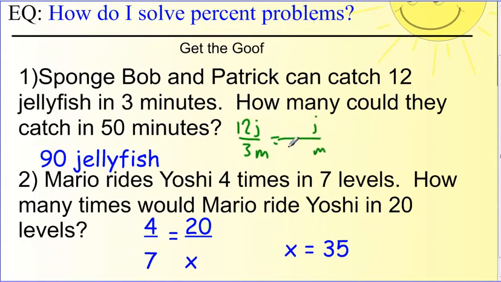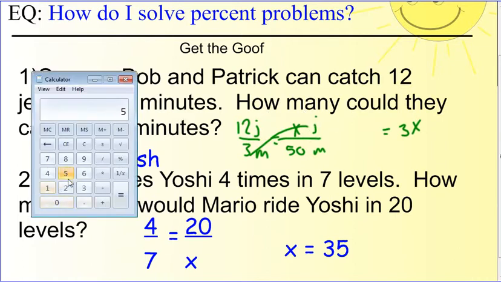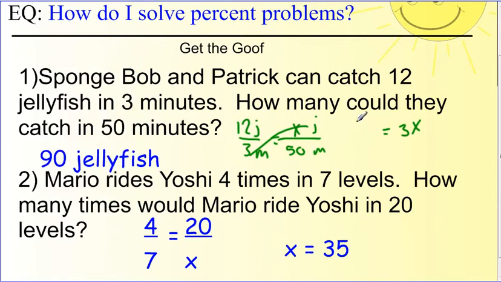Well, 50 minutes would have to be this one. We do not know how many jellyfish they could catch. So we cross multiply, we would get a 3x here. And 50 times 12 is going to give us 600. Divide by 3 to solve, x equals 200. So this answer was way off.